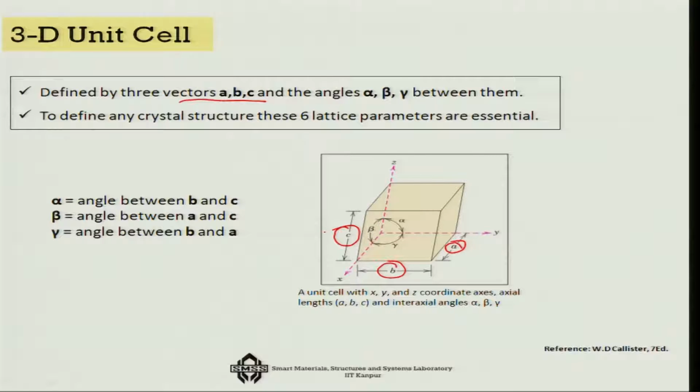Only in some special cases will the angle between them be 90 degrees. Otherwise, we can assume them to be generic angles like alpha, beta and gamma. Alpha is the angle between B and C by definition, beta is the angle between A and C, and gamma is the angle between B and A. So, these are the 3 angles alpha, beta and gamma, and together with A, B, C, they define a generic 3D unit cell.